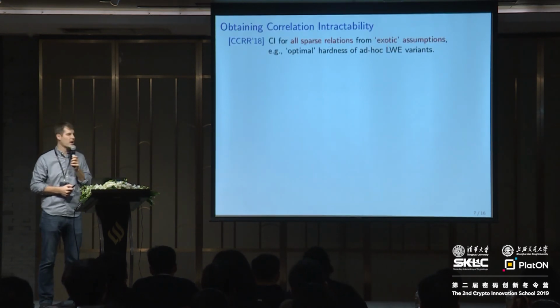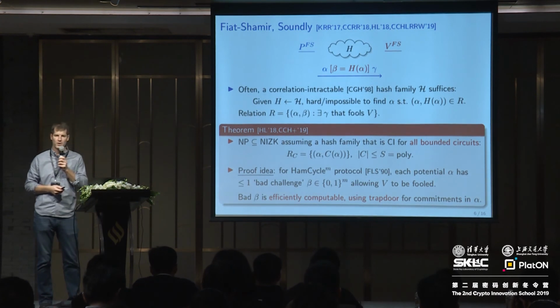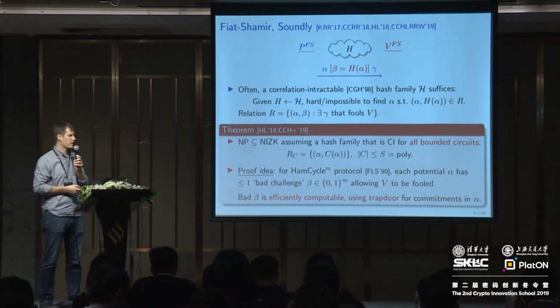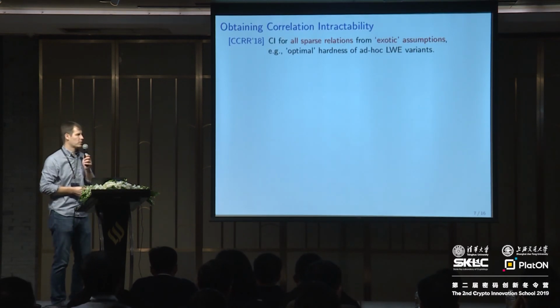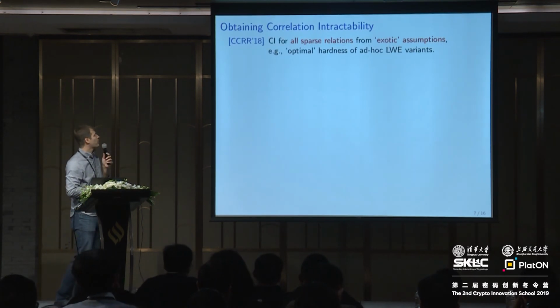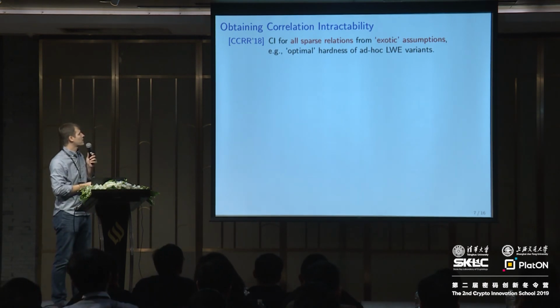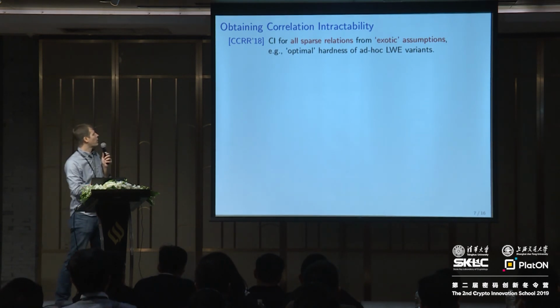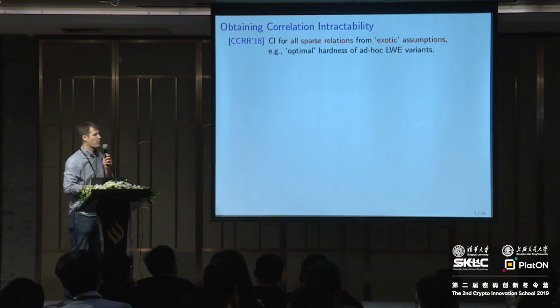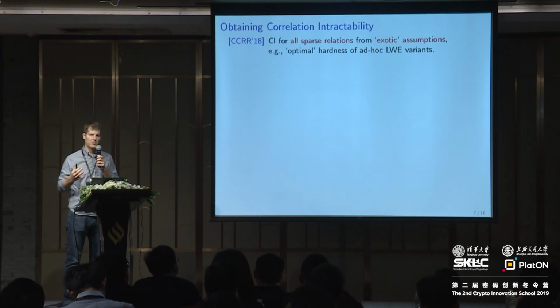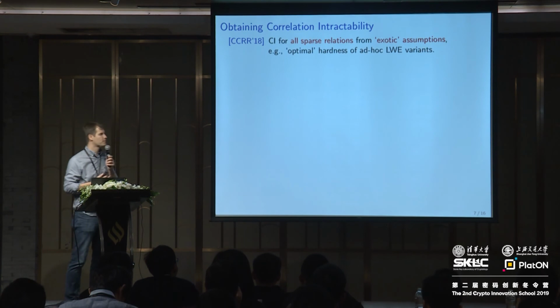So what we've said is if you can get correlation intractability of this kind, then you get non-interactive zero knowledge for NP. But can we obtain such correlation intractability? One of the first papers referenced in the previous slide, CCRR, showed that they can get correlation intractability for all so-called sparse relations. That's a little bit more than what we need. Sparse relations may have many different betas for a single alpha, but the fraction of them is very small.